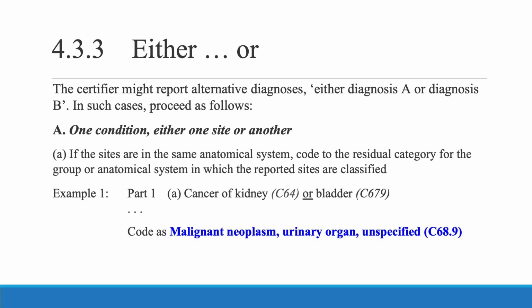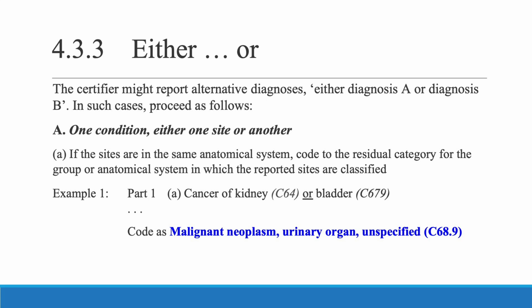Here's where it's helpful to apply a provisional code to each cause of death. Let's have a look. Malignant neoplasm of kidney, we would code that to C64. Bladder, we would code that to C67-9. Those codes are provisional to help us sort out how to solve this dilemma of either kidney or bladder. So they're there in parentheses, in italics, to make a point.